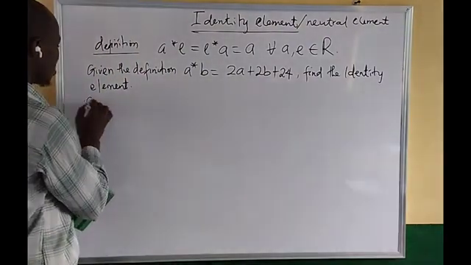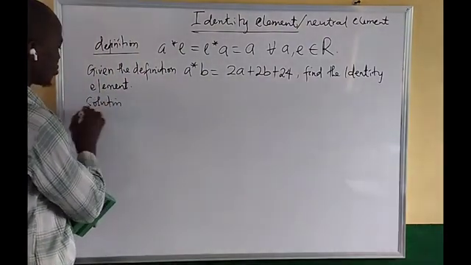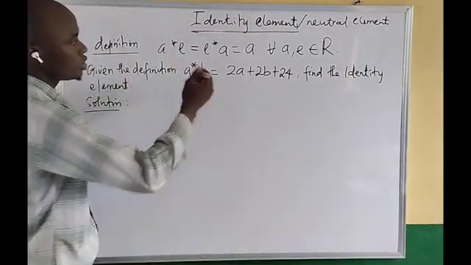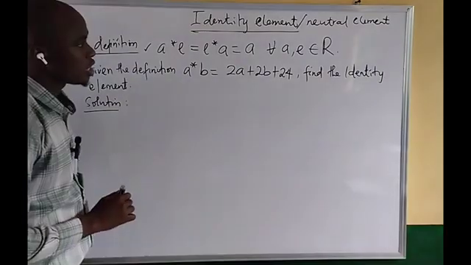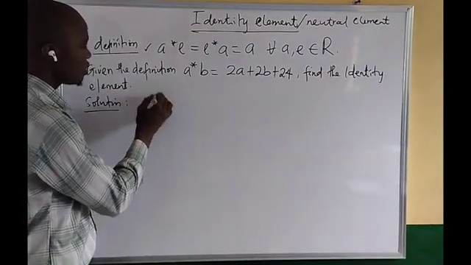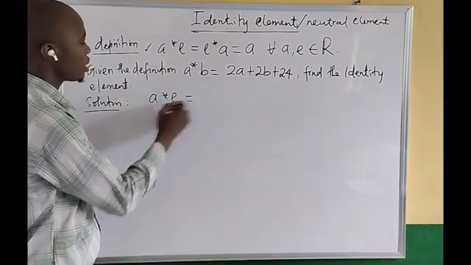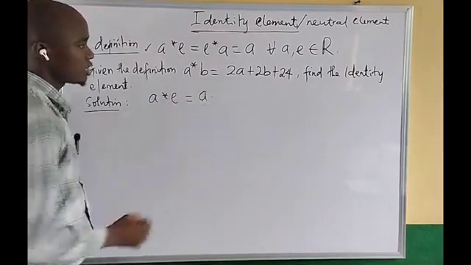So now this is what we are going to do. Permit me to start by writing the solution. First of all, you recall this definition: whenever you have A * E, where E is our identity element, we are going to have this number back. Is that understood now?